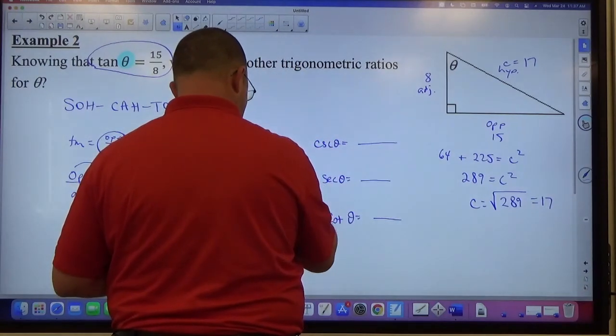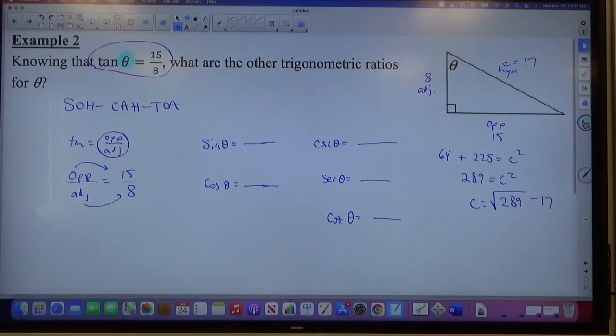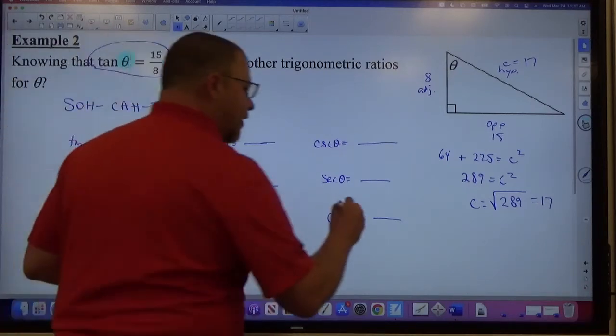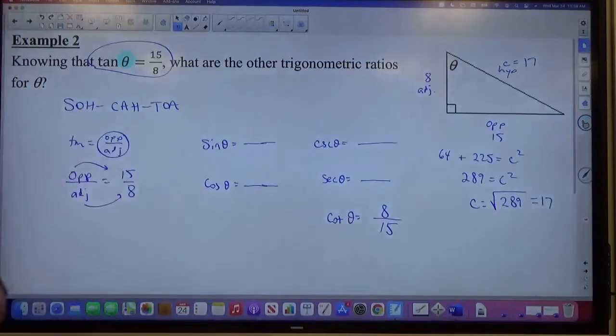What does cotangent equal? Reciprocal of what? Tangent. Tangent is what? 15/8, so the cotangent is 8/15. That one we could have done without even trying, right? We didn't have to draw anything. They just said, hey, the tangent is this, what's the cotangent? Well, just flip it over. There you got it, right?